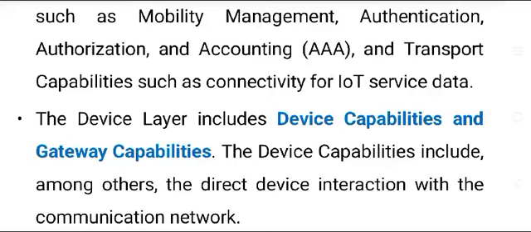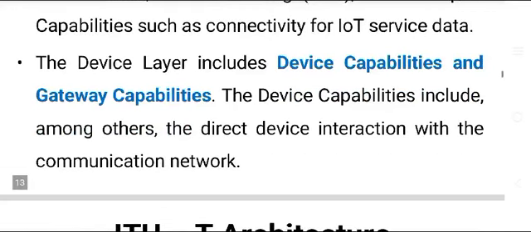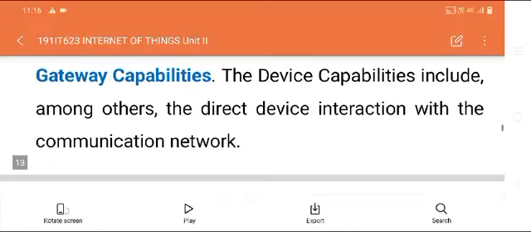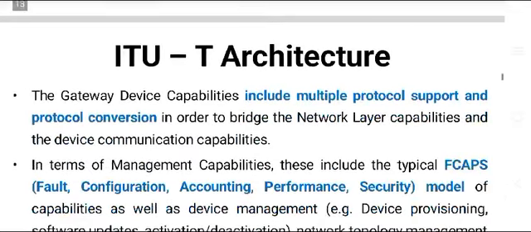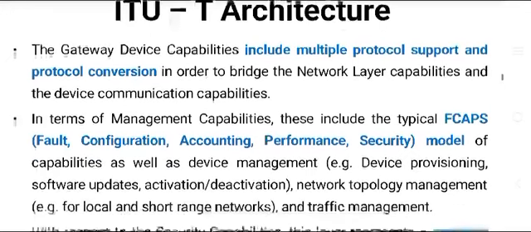The device layer includes device capabilities and gateway capabilities. The device capabilities include direct device interaction with the communication network, and the gateway device capabilities include multiple protocol support and protocol conversion, which is used to bridge the network layer capabilities and the device communication capabilities.